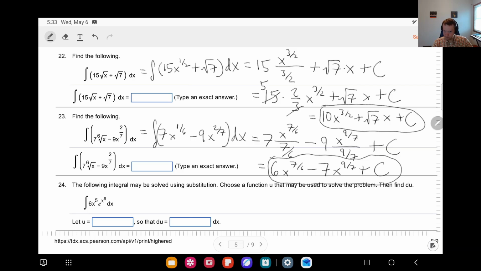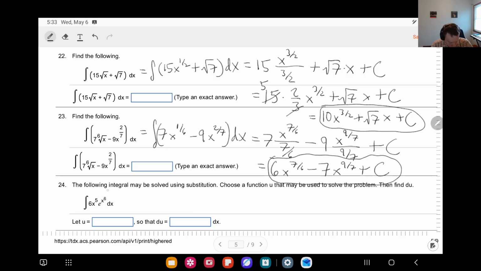Number 24. The following integral may be solved using substitution. So we're going to have to find the proper u that will make this work. And looks like that's the whole problem. When I picked this, I thought that we'd be actually solving the integral, but now it's just finding u and du.